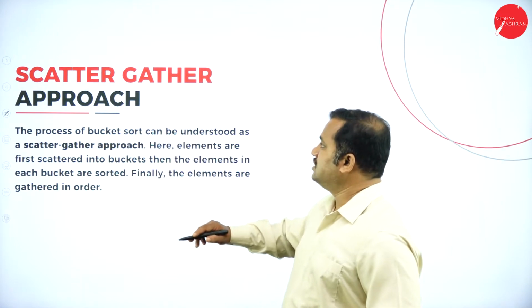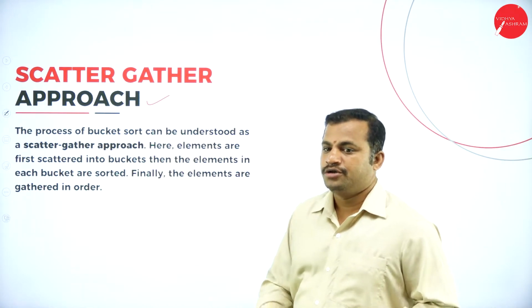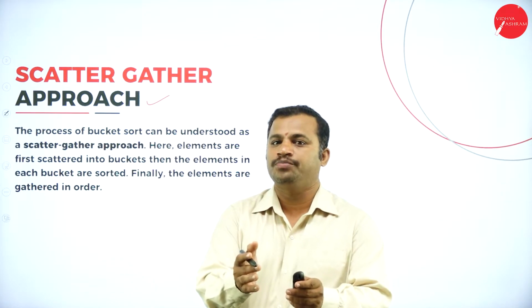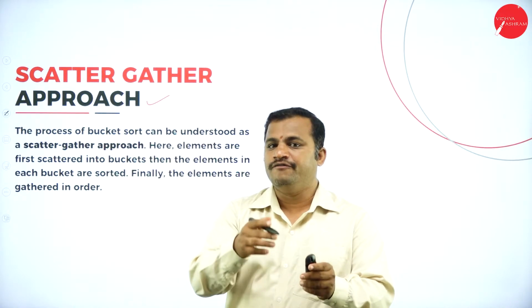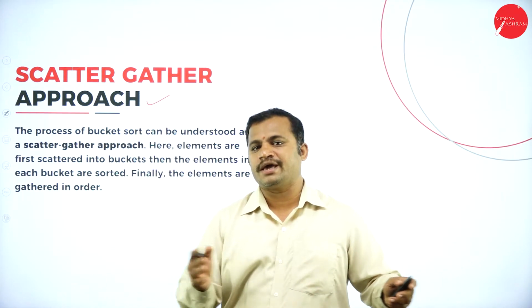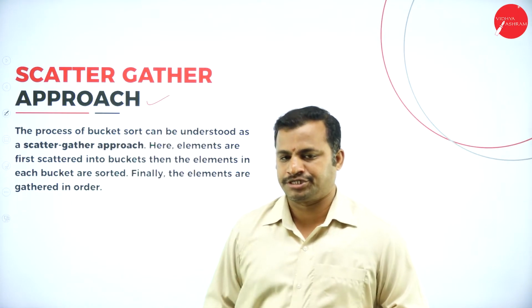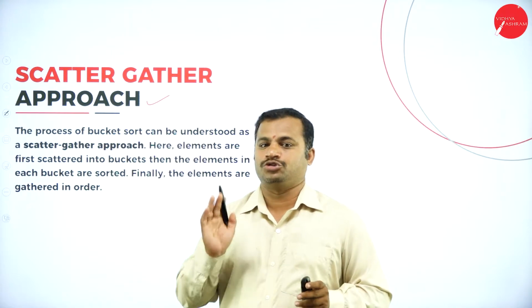In this case, scatter gather approach. What is the meaning of scatter gather approach? First, we are going to gather all the elements into one group called bucket. Once the elements are sorted perfectly in each of the buckets, we are going to scatter the elements into different positions according to the increasing order of their bucket numbers. That is called the scatter and gather approach.